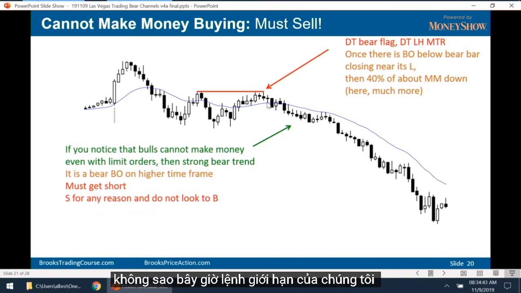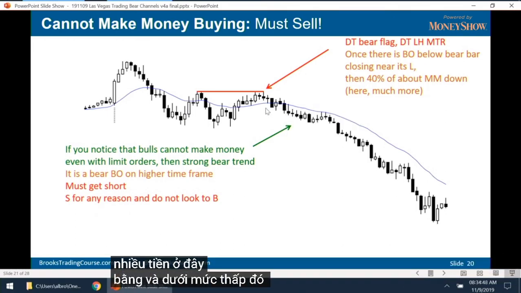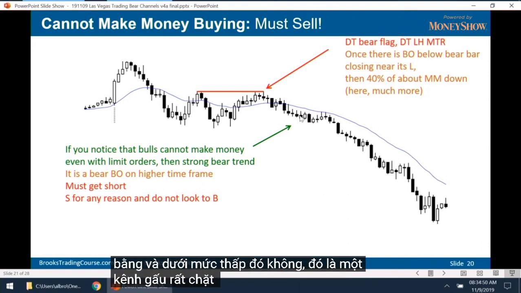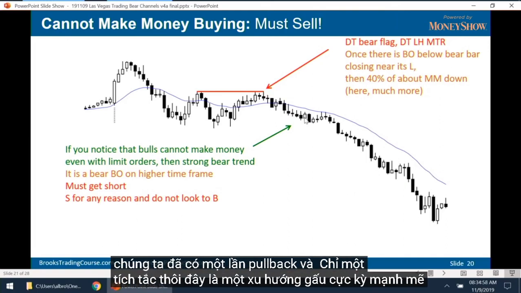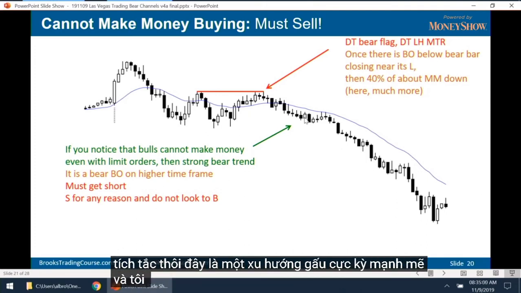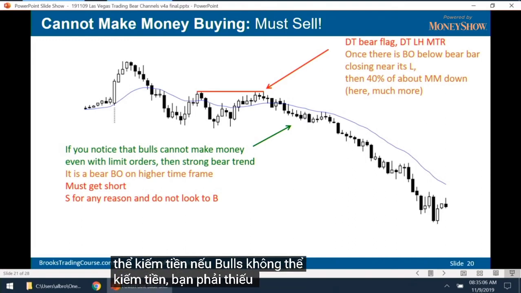Okay? Now, are limit order bulls making much money here, buying below that low? No. It's a very tight bear channel. It's a small pullback bear trend. In 10 bars here, we've had one pullback, and it's only one tick. This is an extremely strong bear trend, and it's impossible for bulls to make money. If the bulls cannot make money, you have to be short. You have to be selling for any reason.